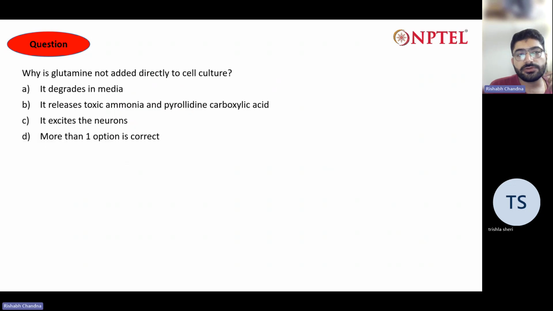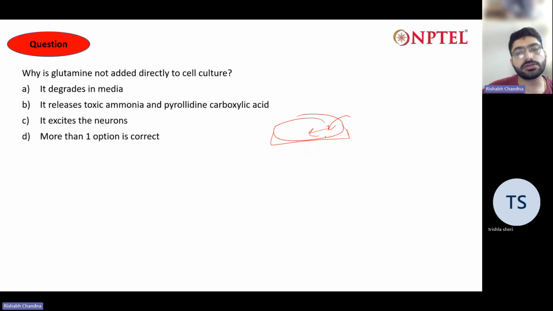So now let's move on to the next question. Why is glutamine not added directly to the cell culture? So in a cell culture scenario, if we add glutamine, it degrades simultaneously when we add it to the medium, due to different components of the medium as well as due to the cells present in the medium.